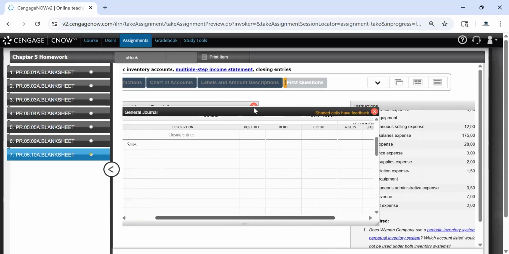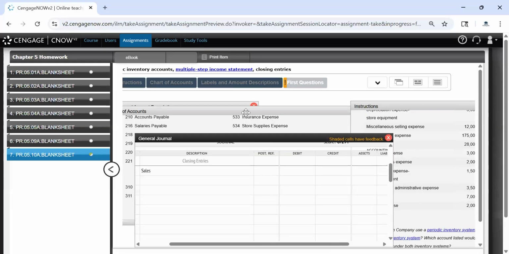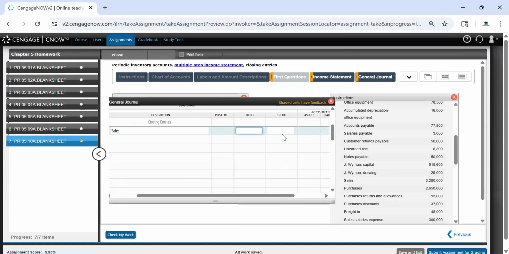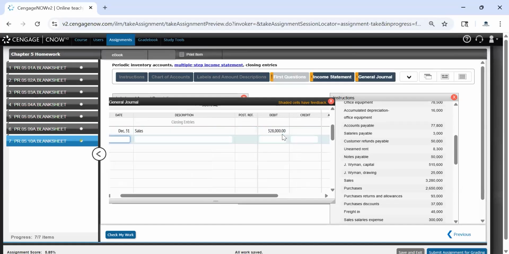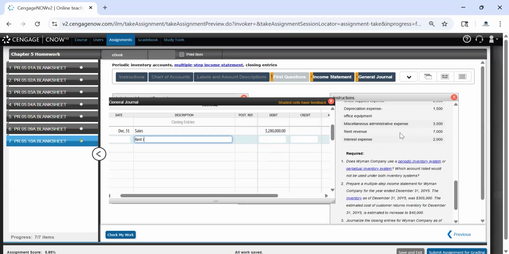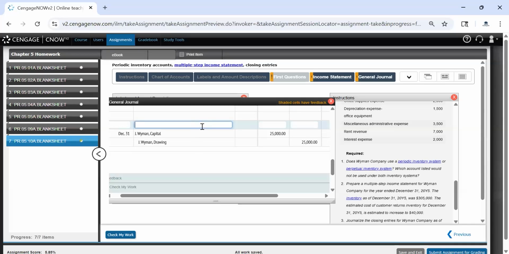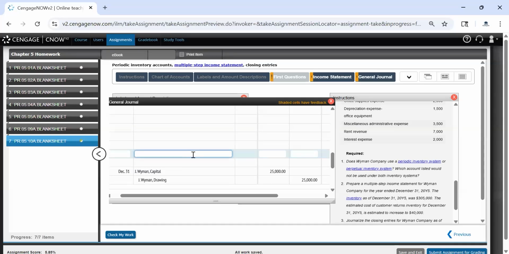And we'll just make this easier to look at here. Our sales, we have to debit for $3,280,000. Our rent revenue is a debit, $7,000. And our interest expense is a credit for $2,000 to reduce our debit.